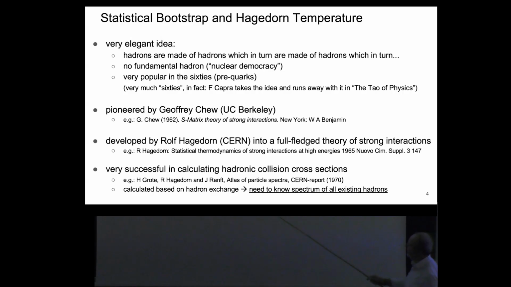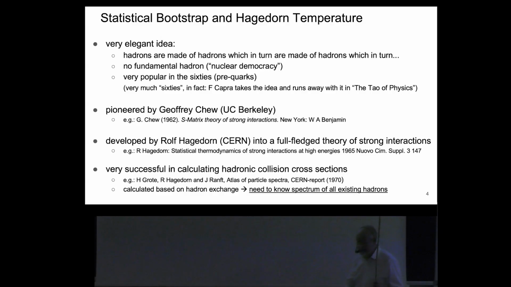There is this atlas of particle spectra, which was calculated by Hagedorn and collaborators in 1970. And basically, how was it calculated? Processes were calculated based on hadron exchange. So, as today we exchange bosons in quantum field theory, this was a similar process based on Feynman diagrams where what was exchanged was hadrons. Of course, there is a catch, and the catch is that you have to know about all the existing hadrons, because you can exchange hadrons that you have already discovered and hadrons that you have not yet discovered.